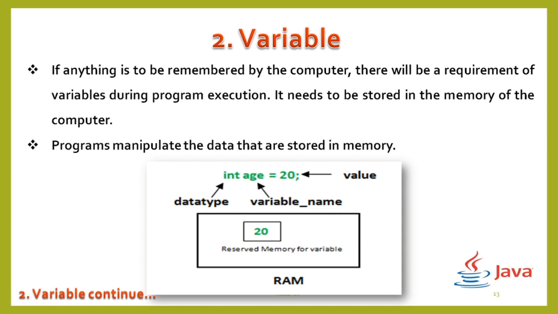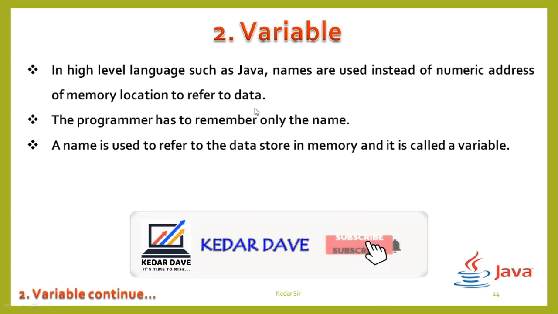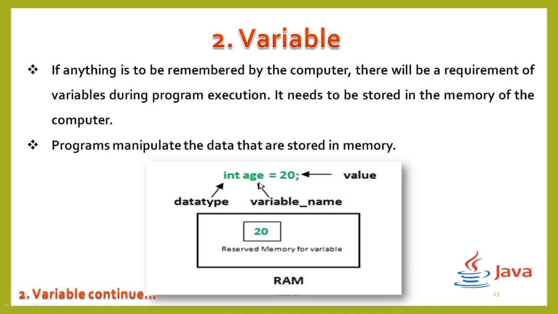Okay, in a high level language such as Java, names are used instead of the numerical address of memory locations to refer to data. The programmer has to remember only the name. The name used to refer to data stored in the memory is called a variable, right? So as a Java programmer, you just have to remember the variable name. In this example, the variable name is age. So throughout the program, you just remember the variable name age, not the numerical address.